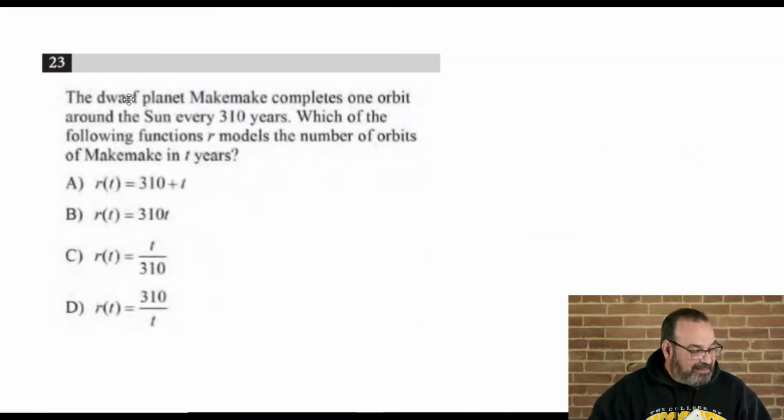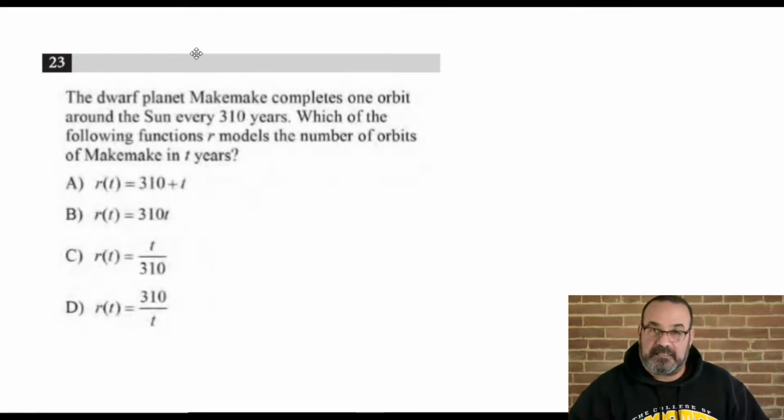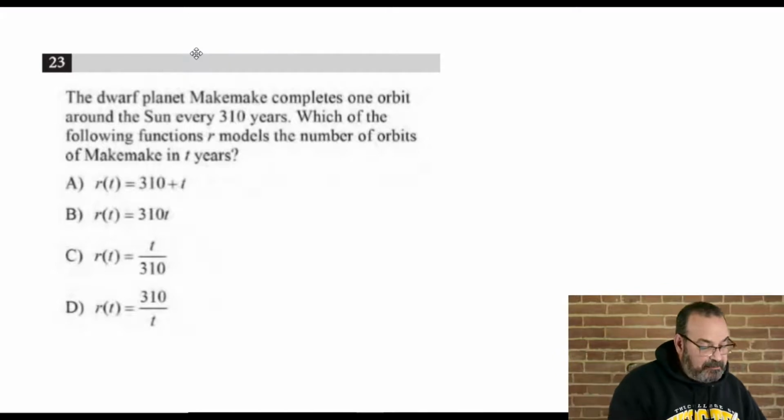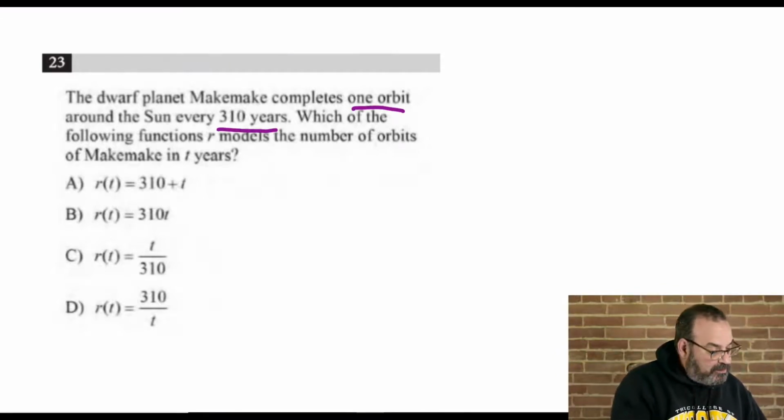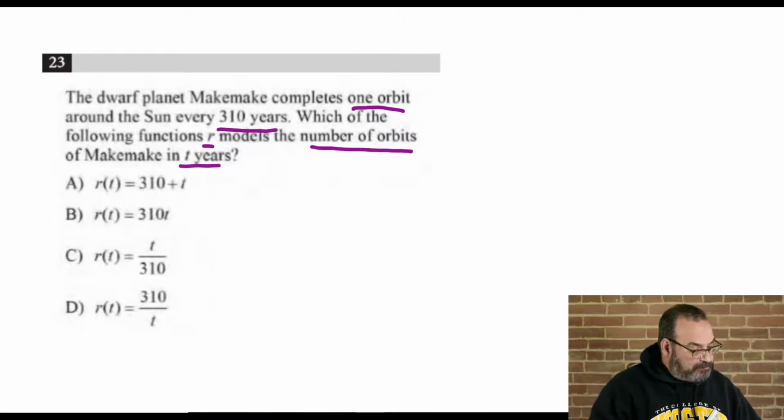How many more of these do we have to do before I can run home and go hide? The dwarf planet Maki. That's a real question. Maybe it's Maki. The dwarf planet Maki completes one orbit every 310 years. Which of the following functions models the number of orbits that it makes in t years?